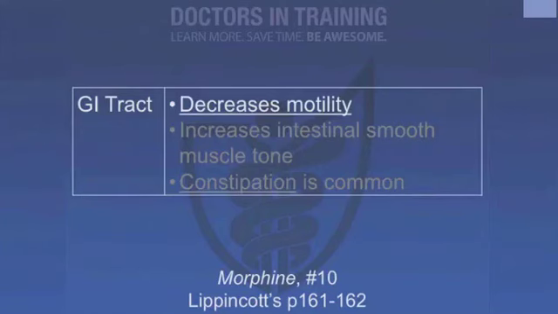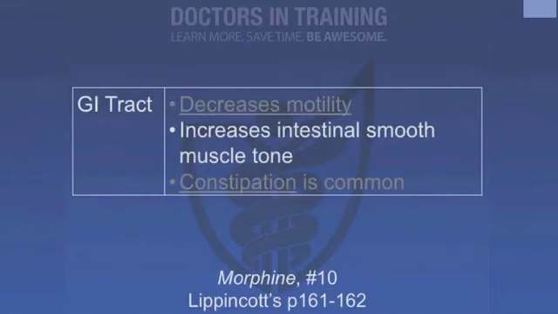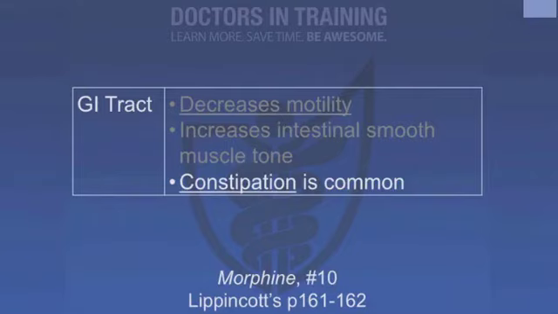Gastrointestinal. So this is another big and very common problem. You can get decreased motility and an increased tone of the intestinal circular smooth muscle. So this leads to constipation. It's very, very common, and it doesn't diminish with continued use. Now, it can be helpful when you're treating diarrhea or dysentery, but if you're putting patients on medications like opioids, you have to expect and at least warn them of potential constipation problems.